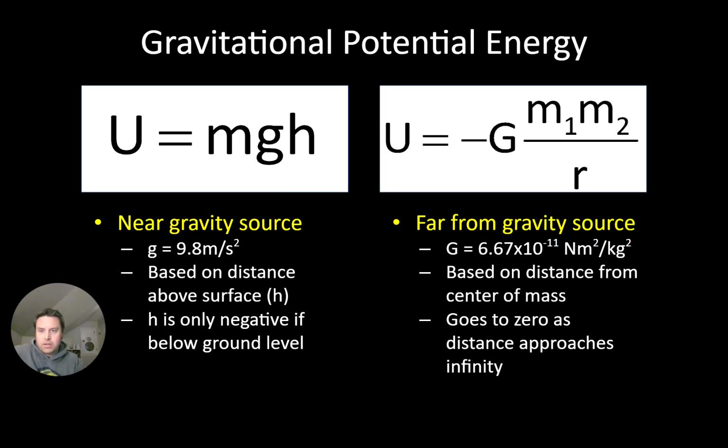This equation, U equals mgh, only works when you're near the surface of the Earth. So a few hundred miles from the surface, we're good. You start going into the thousands of miles, then you have to use this other equation. As long as you're near the Earth's surface, g is 9.8 meters per second squared. h is the distance from the surface. And h would only be negative if they tell you the surface is here and you're down here. Here's 0, then you're down here, it's negative.